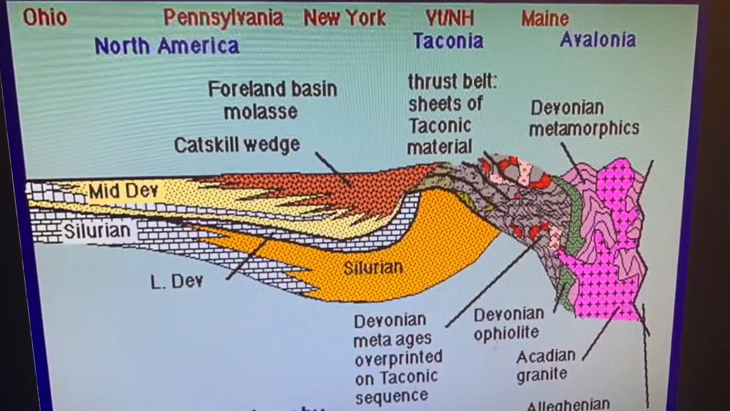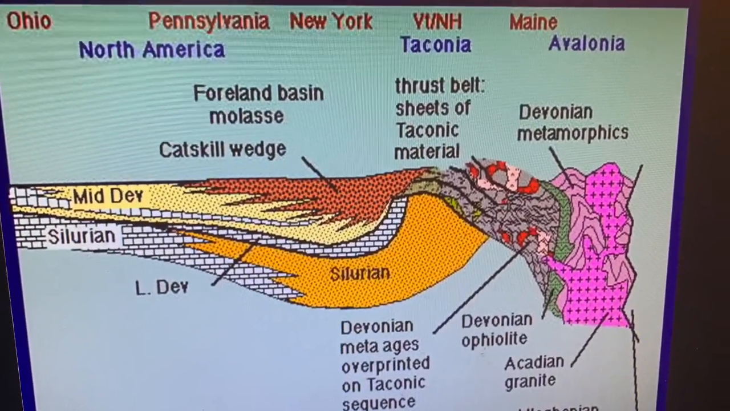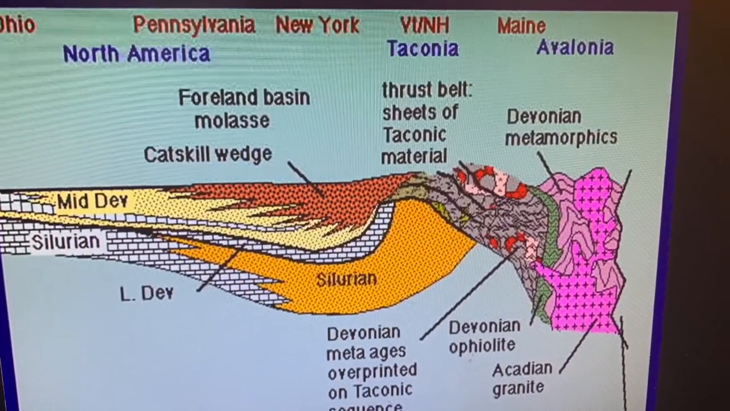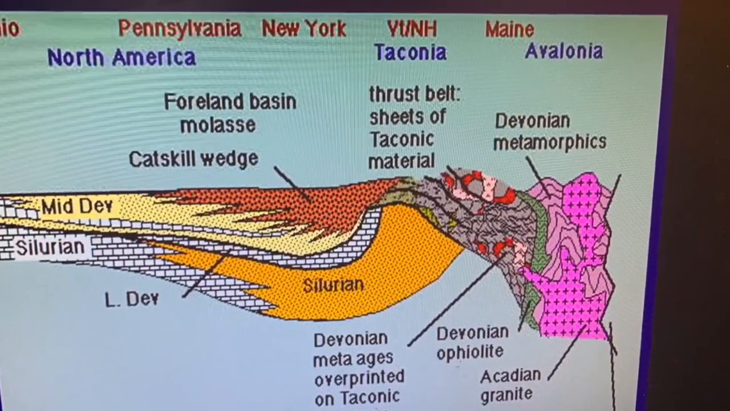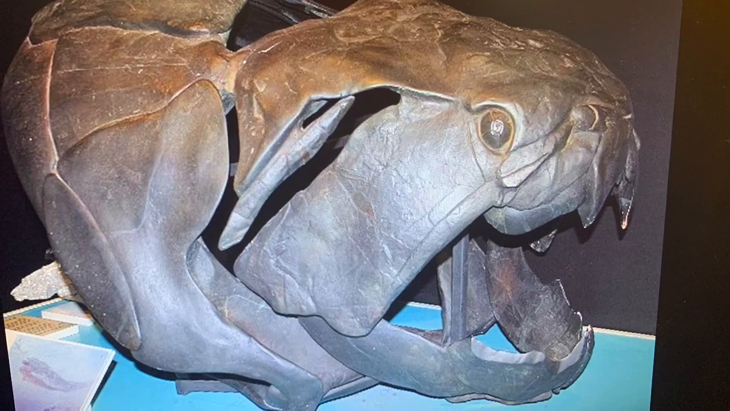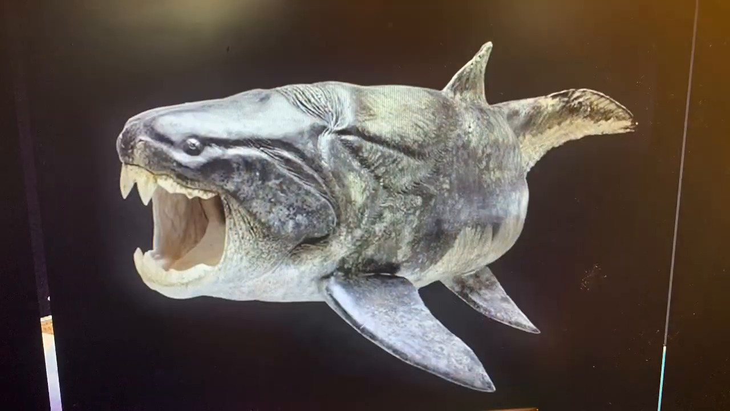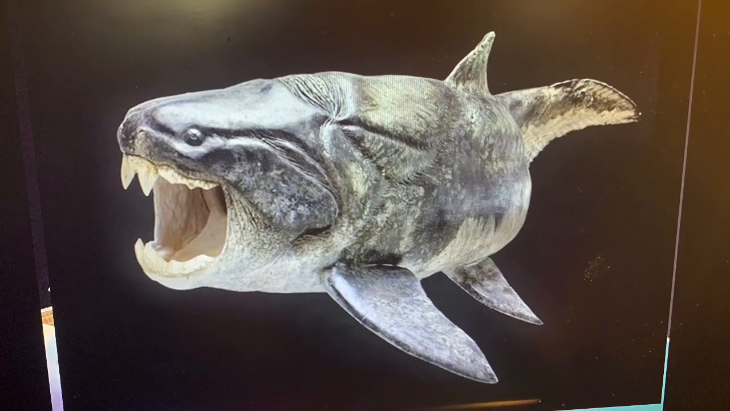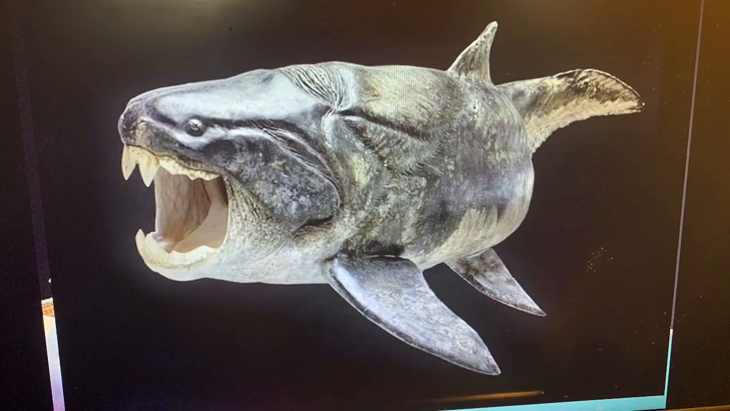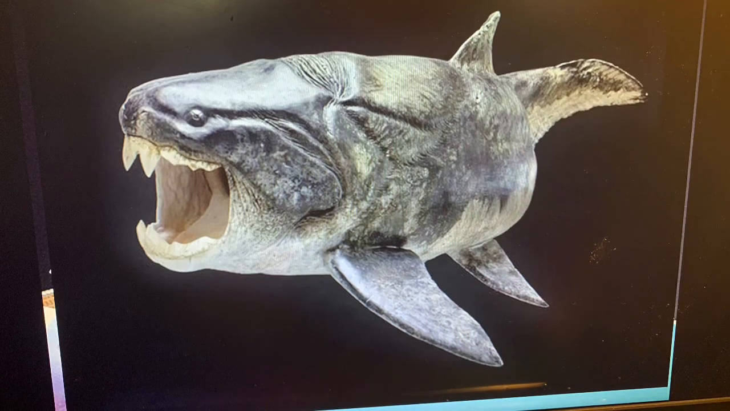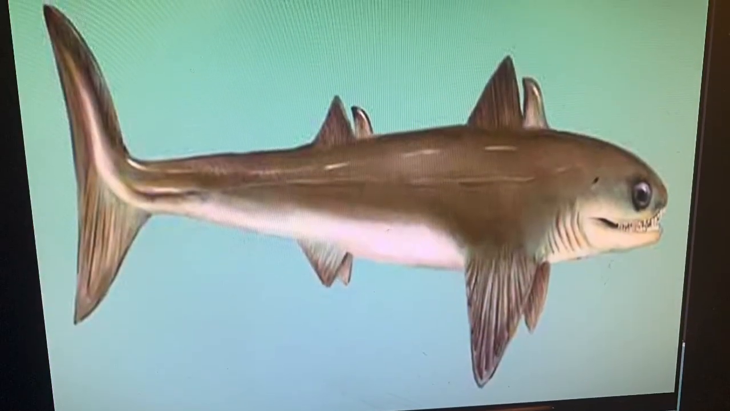Okay, on the land, stuff is still going on. You start getting your orogenesis, Taconics, and all these other things going on. But in the oceans, you're getting the development of crazy creatures like the two that you see in front of you now. Okay, these creatures were unique. They were huge. They were the size of buses in some cases, and they were deadly predators. You also get the evolution of the first sharks. Although this guy's kind of weird looking, he is a shark.